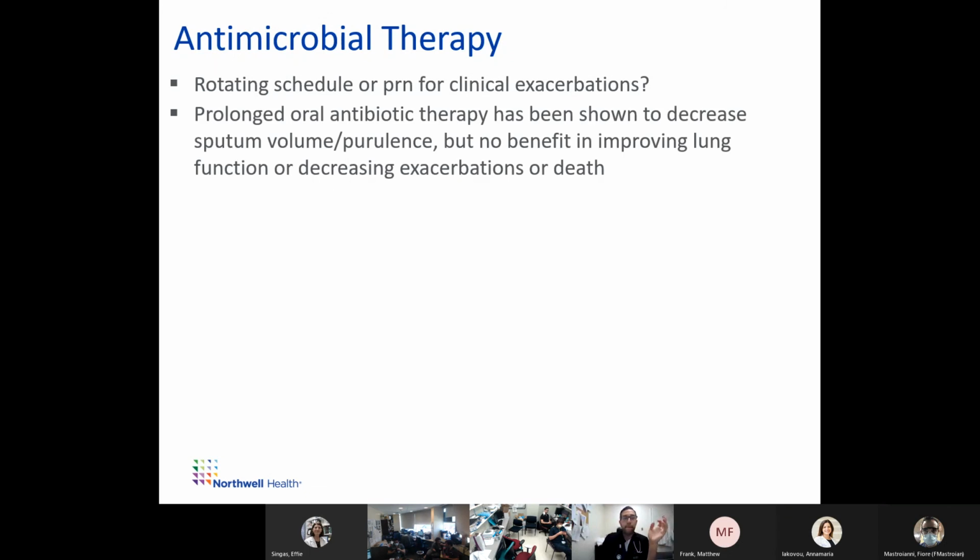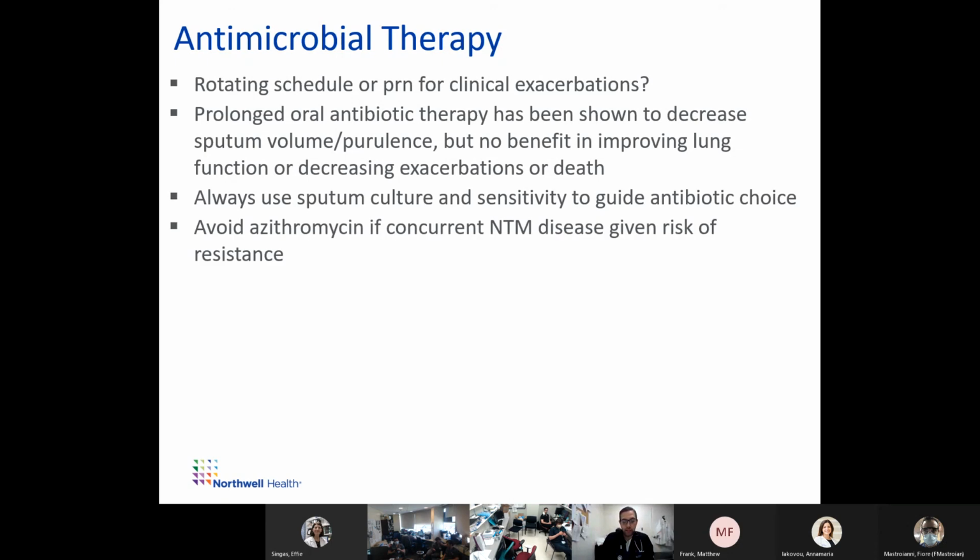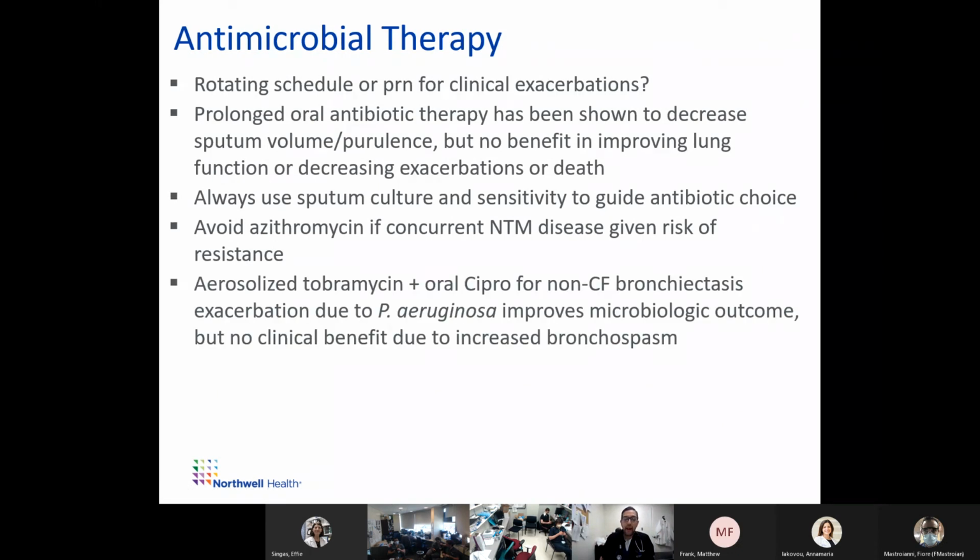Antimicrobial therapy: I think it's very important to use sputum culture and sensitivity to guide antibiotic choice. Some people will give prolonged oral antibiotic therapy. It's important not to give too many different forms of oral antibiotic therapy, just because of resistance, but it has not been shown to be beneficial in improving lung function or decreasing exacerbations. A couple of key points: avoid azithromycin if they have concurrent non-tuberculous mycobacterial disease.